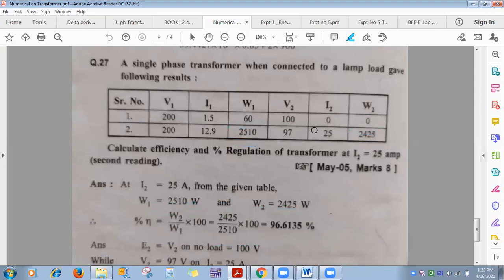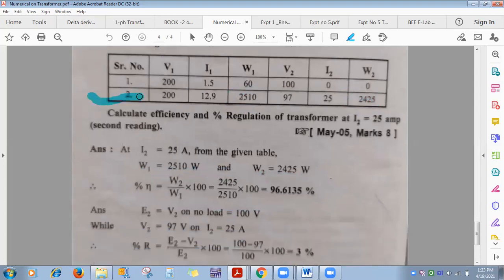Now see, voltage regulation you have to calculate for the second reading. So what is the formula of voltage regulation? E2 minus V2 upon E2. So how much value of E2 you take? This 100 volt. That's why we take this 100 volt, because only for the first reading it is given. Because we have seen at no load, whatever V2 is, it is equal to E2. That's why E2 take 100 and V2 take 97. 100 minus 97 upon 100 into 100, that is 3% is the voltage regulation.